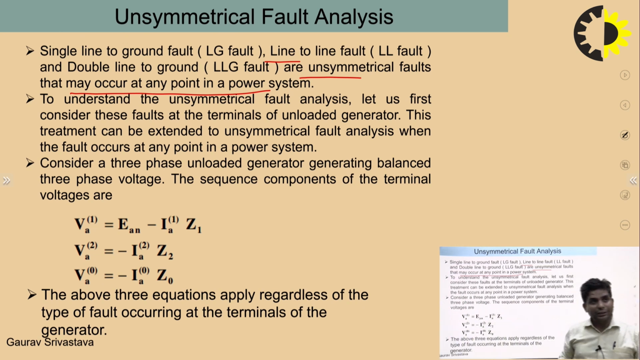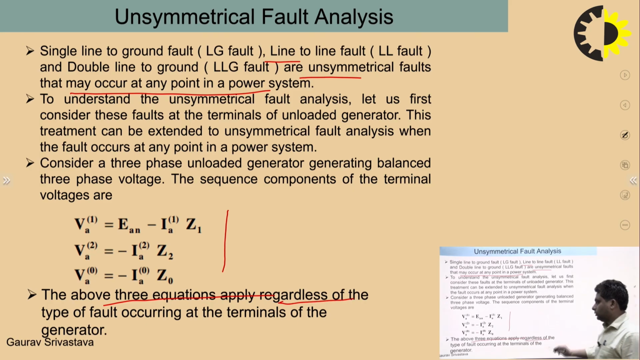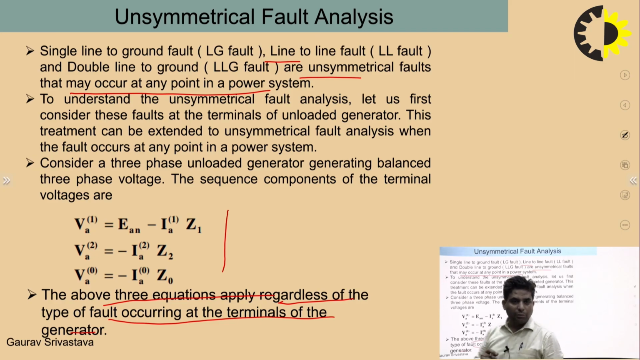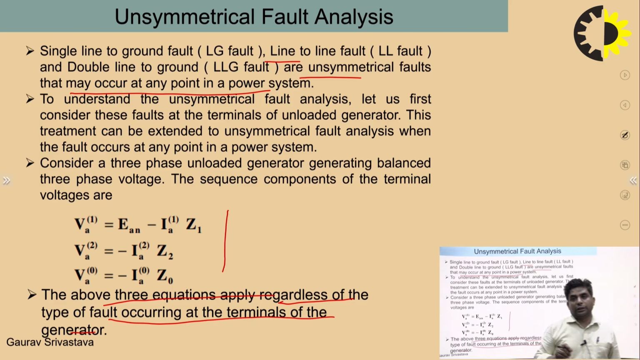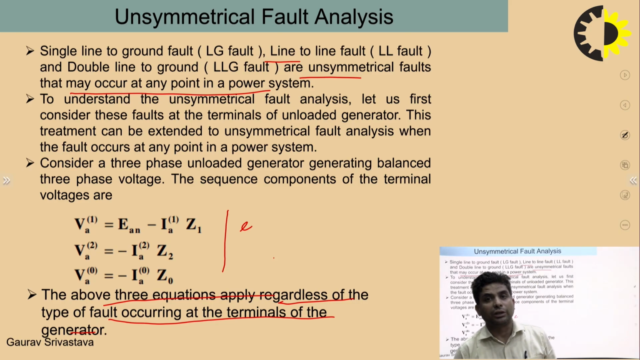To understand the symmetrical and unsymmetrical fault conditions, let us first consider a fault at the terminals of the generator. These equations we can find out, and the three above equations apply regardless of the type of fault occurring at the terminals of the generator. So when we consider LG, double L, and double LG faults, there are certain fault conditions available. You can say these are the primary conditions for a particular fault. And we also have the symmetrical equations, which we use to find out the fault current for each particular type of fault.